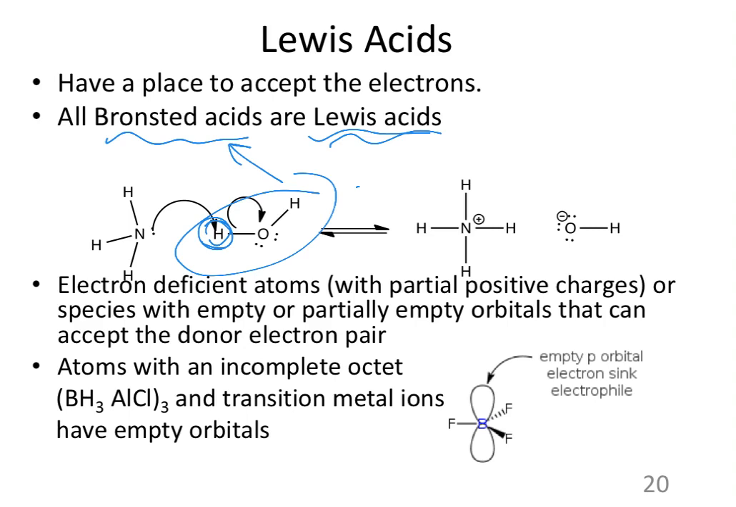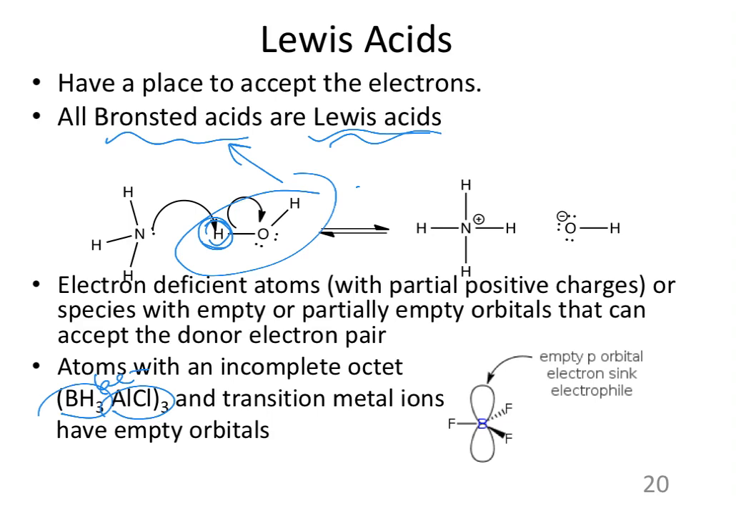So let's talk about some other possible Lewis acids, maybe some that don't have a hydrogen ion but are electron deficient. As I said before, the easiest ones are ones with an incomplete octet. Boron you'll usually see with only 6 valence electrons.